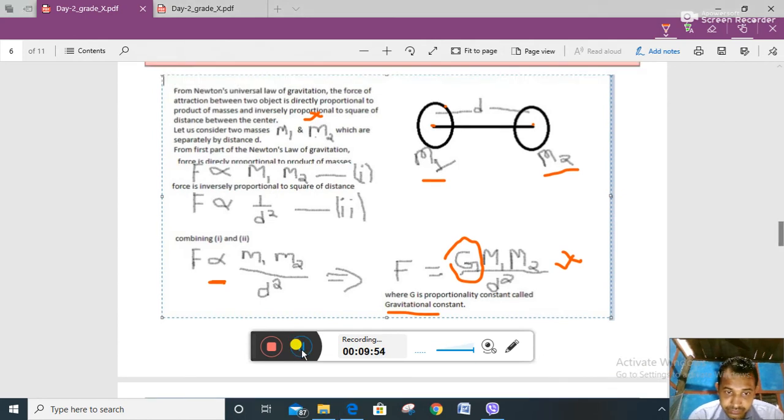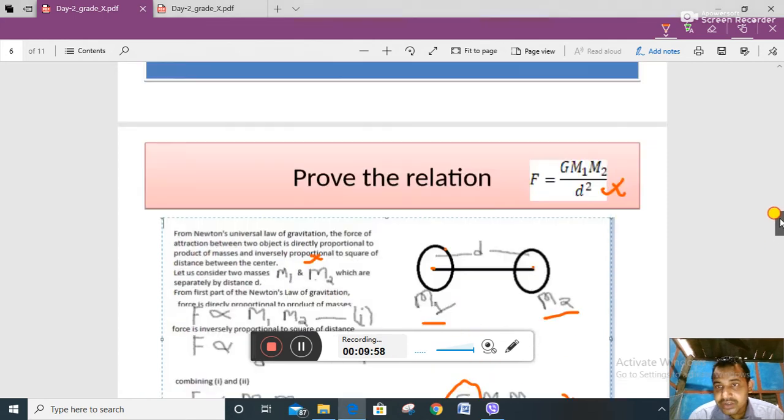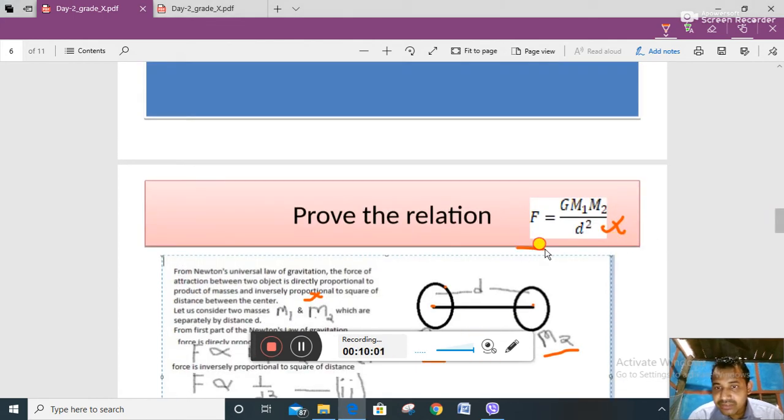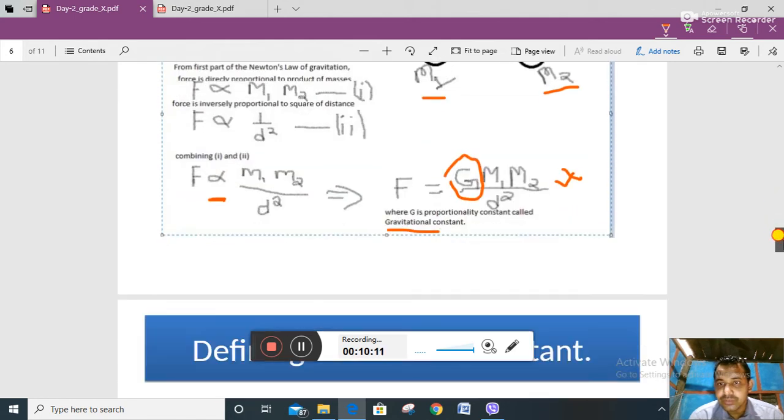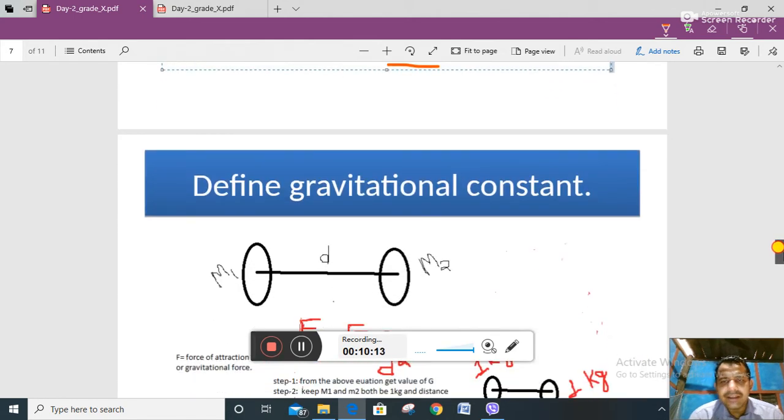Another thing to note down is that this is a quite important formula. Sometimes they will ask you to prove this formula in the exam. It consists of a 3 marks question: prove F equals G m1 m2 by d square. Now you have to define the gravitational constant.